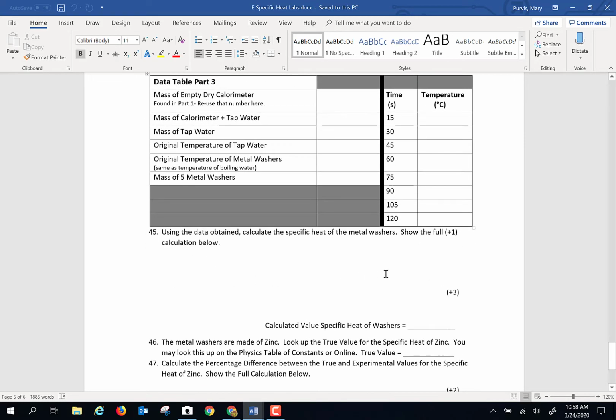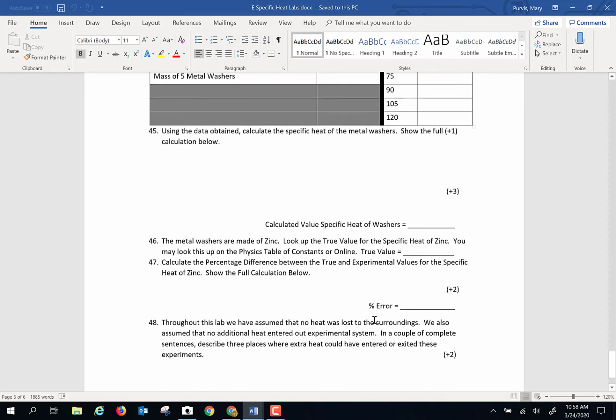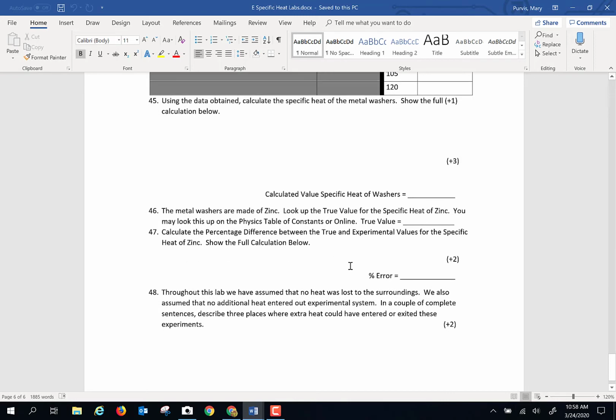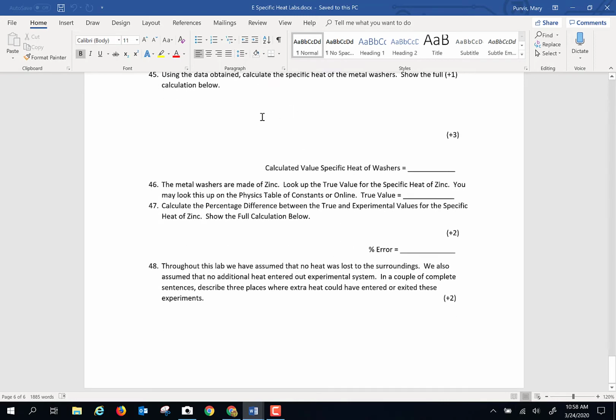Again, calculate the specific heat, this time of the metal washers, look up the true value, find me a percent error. So this is a longer lab because you're doing 3 mixtures, but this is the lab due for the first week of our heat chapter.